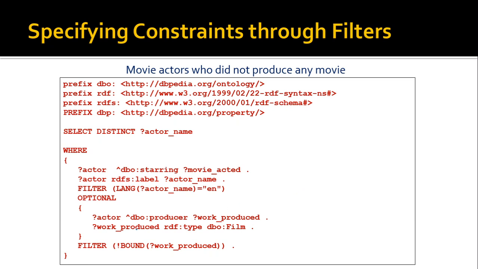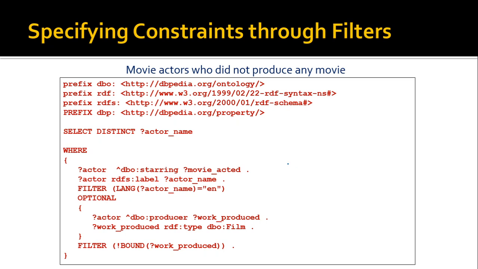Now, we talked about the bound function, right? So how can we use the bound function? This is an example of such a bound function. What we are trying to do is find out the movie actors who did not produce any movie. You see that there are many actors who also produce movies, right? So we don't want the movie actors who have also produced movies to be in our output, right?